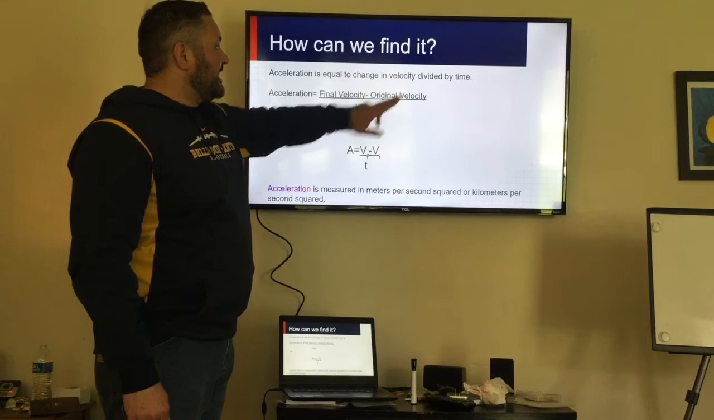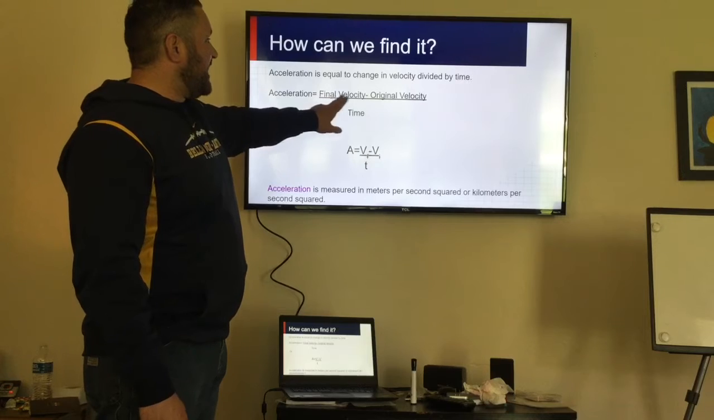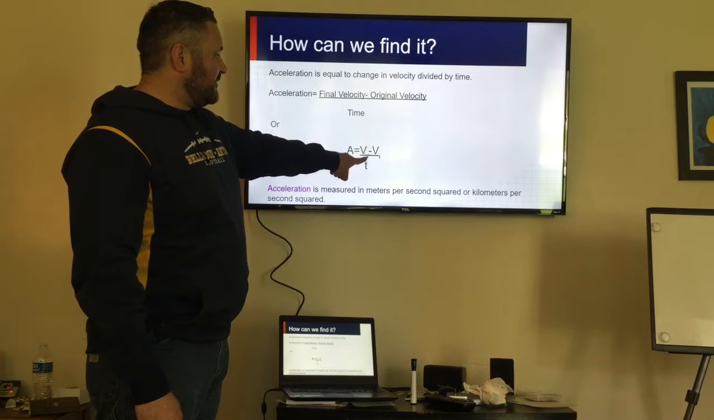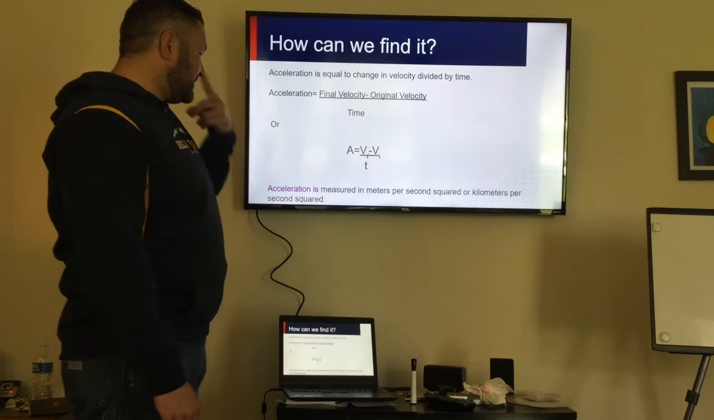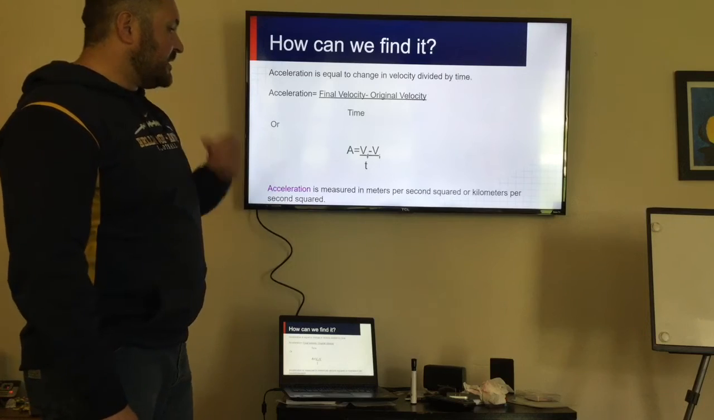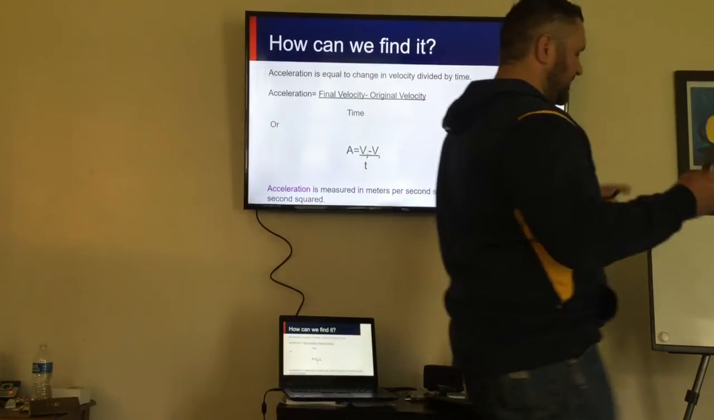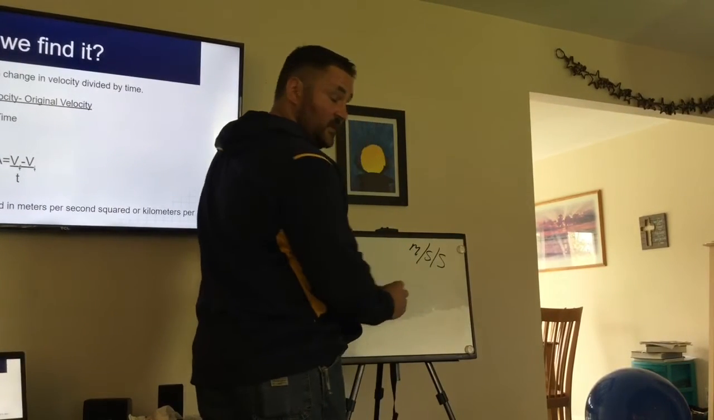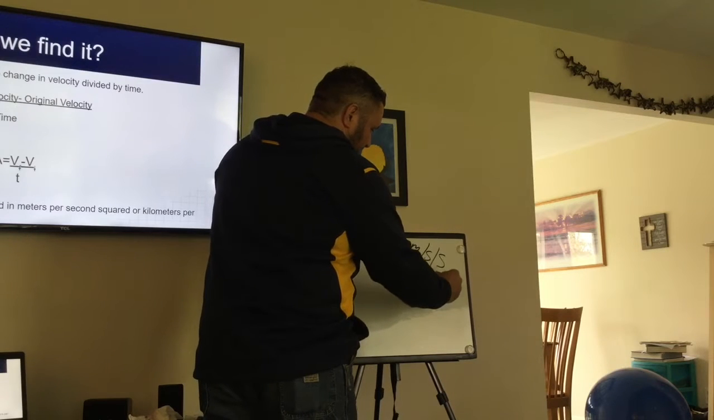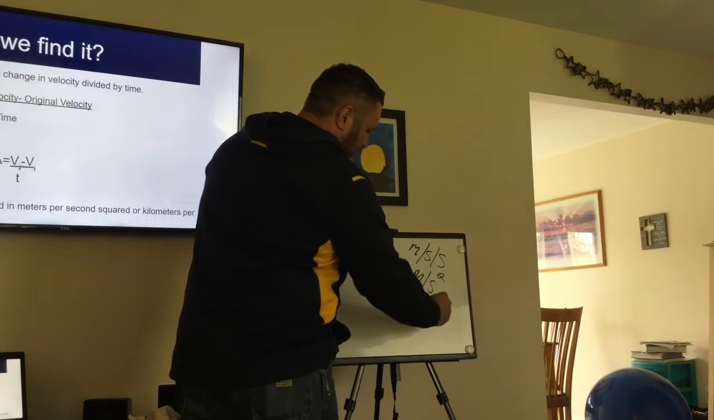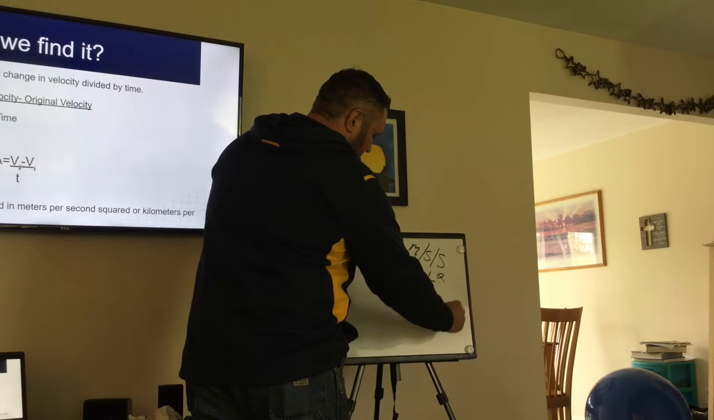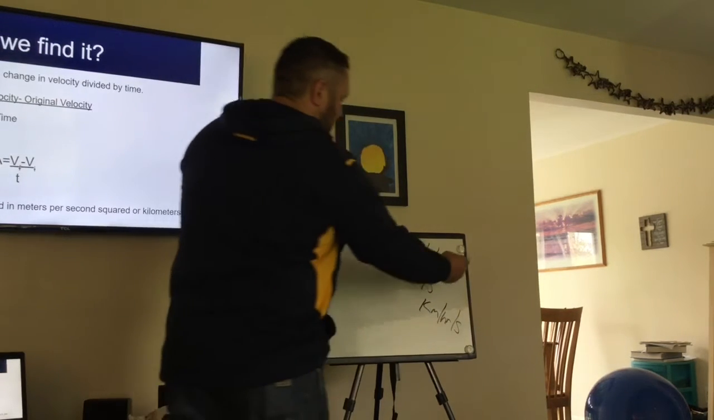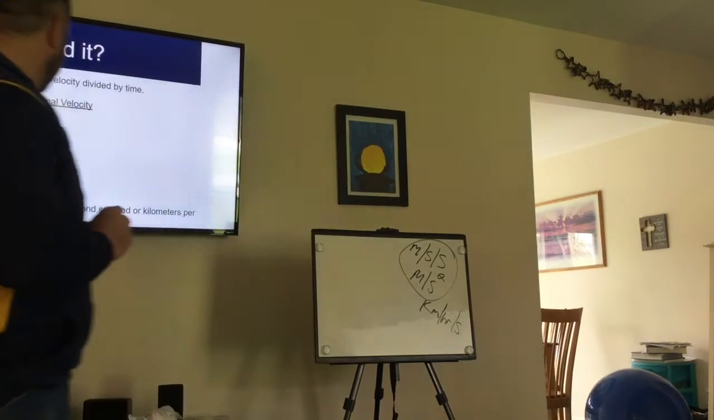Acceleration is equal to the change in velocity divided by time. Acceleration is final velocity minus original velocity divided by time. Final velocity is VF, initial velocity is VI, and then you divide by time. It is almost always in meters per second squared, which means the same thing, or in kilometers per hour, sometimes per second. But usually, those are the two most common.